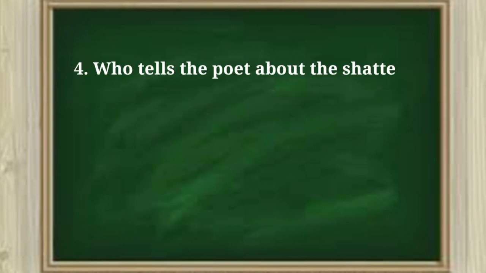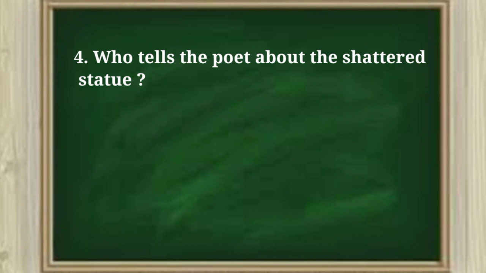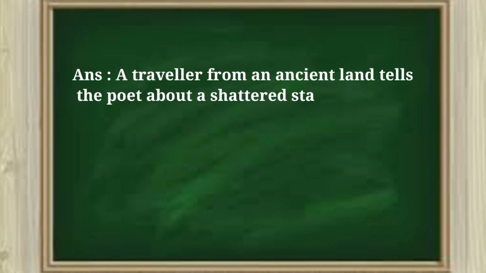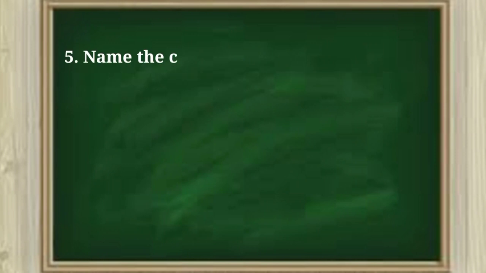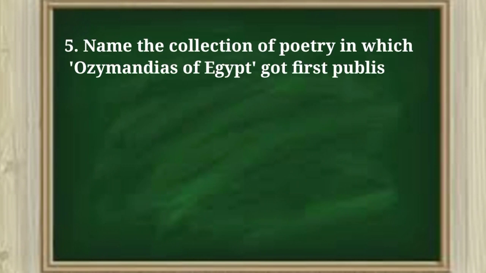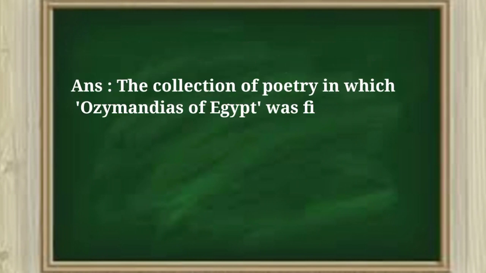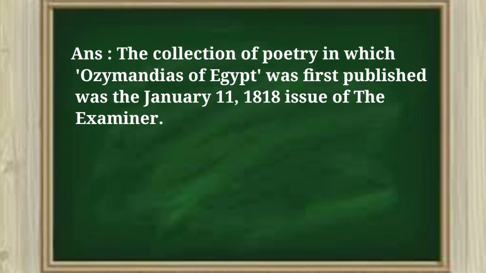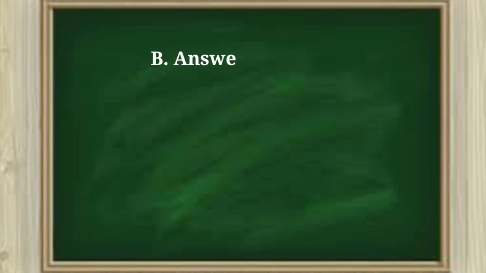Number 4. Who tells the poet about the shattered statue? Answer. A traveler from an ancient land tells the poet about a shattered statue. 5. Name the collection of poetry in which Ozymandias of Egypt got first published. Answer. The collection of poetry in which Ozymandias of Egypt was first published was the January 11, 1818 issue of The Examiner.